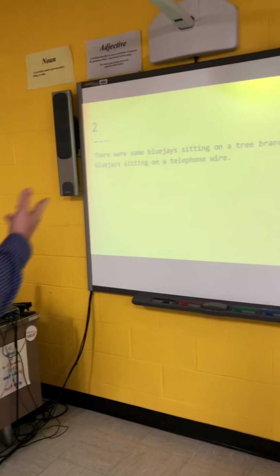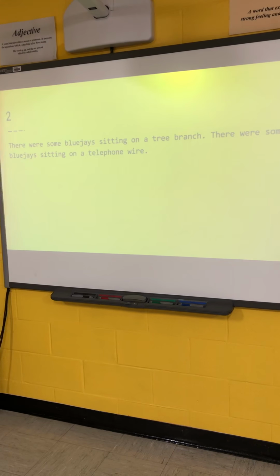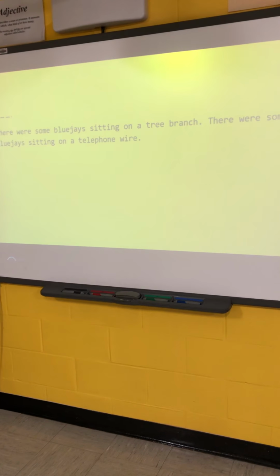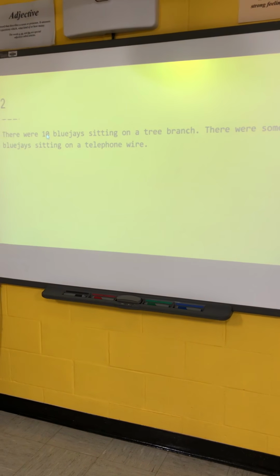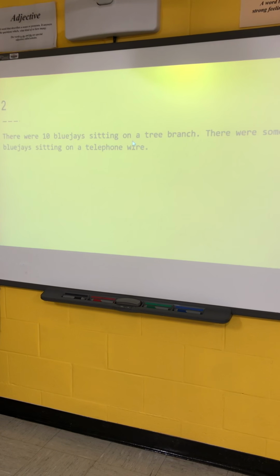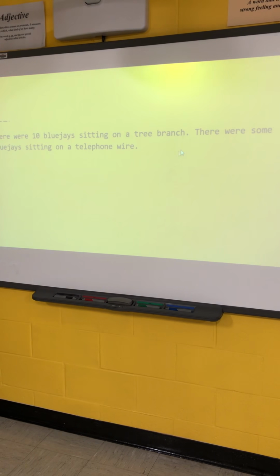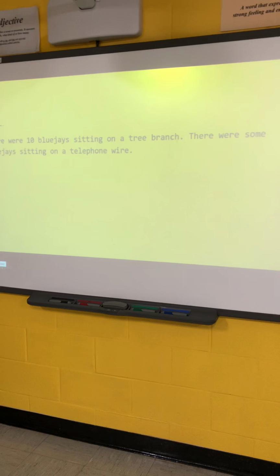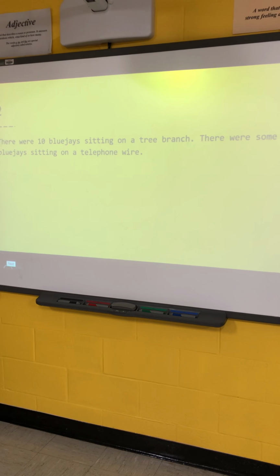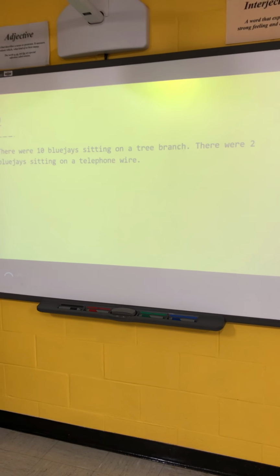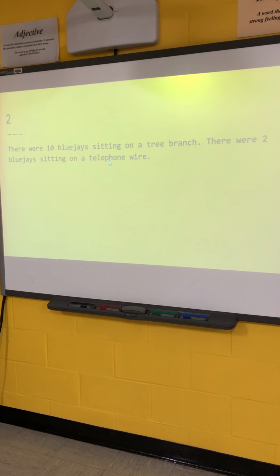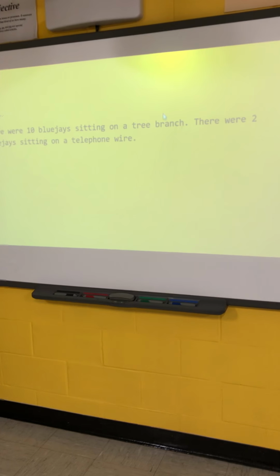After they see that problem, then it just scaffolds, and you can slowly go to the next slide. It was just no numbers at all. There were some blue jays sitting on a tree branch, and there were some blue jays sitting on a telephone wire. Then let them discuss that a little bit. What else do you notice? Now you know that there's 10 blue jays. You click on it again, and now you know that there were 2 blue jays sitting on the telephone wire and 10 blue jays sitting on a tree branch.